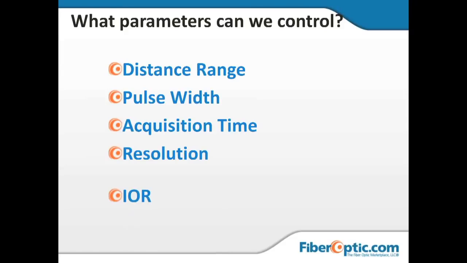You tell it the wrong speed, it's going to give you the wrong distance. And all of these, we're going to look at how they affect the trace and how they're going to affect your ability to analyze the information that you're receiving.